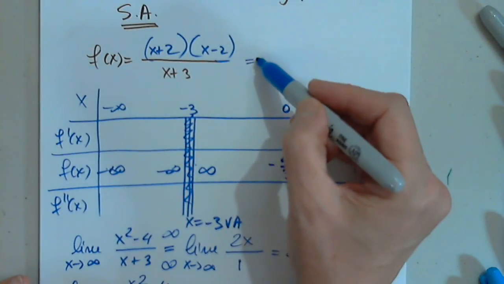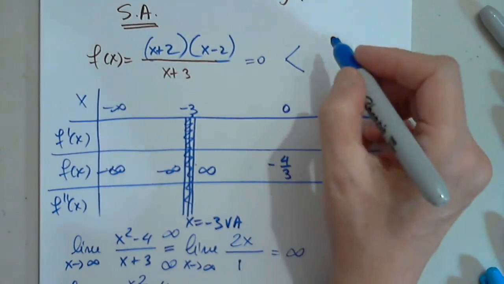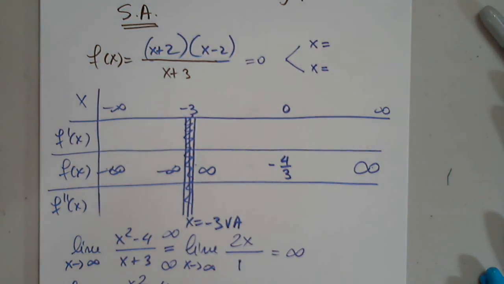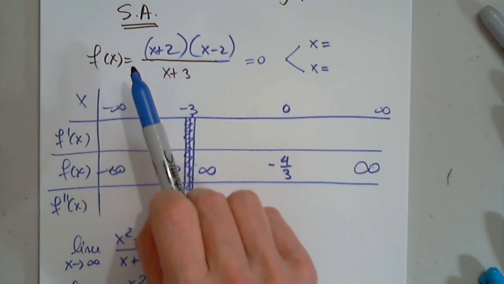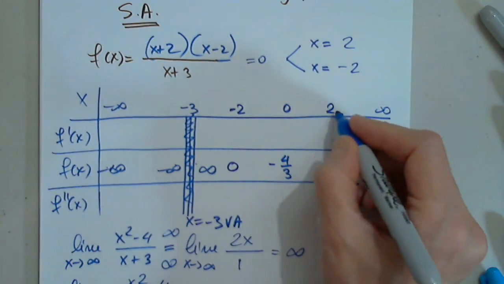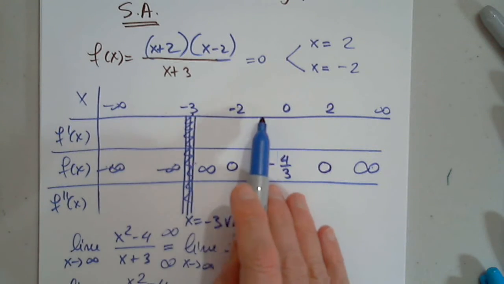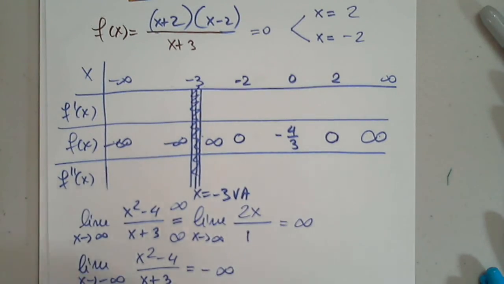Because now when we set this equal to 0, can anyone give us when a fraction is 0, first of all? When the numerator is 0. So when the numerator is 0, we get x equals and x equals. Anyone? 2 and negative 2. Very good. So careful. Negative 2 and 2. Everything has to be in ascending order. Make sure all the time. Negative 3, negative 2, 0 to infinity. So we finished with this.